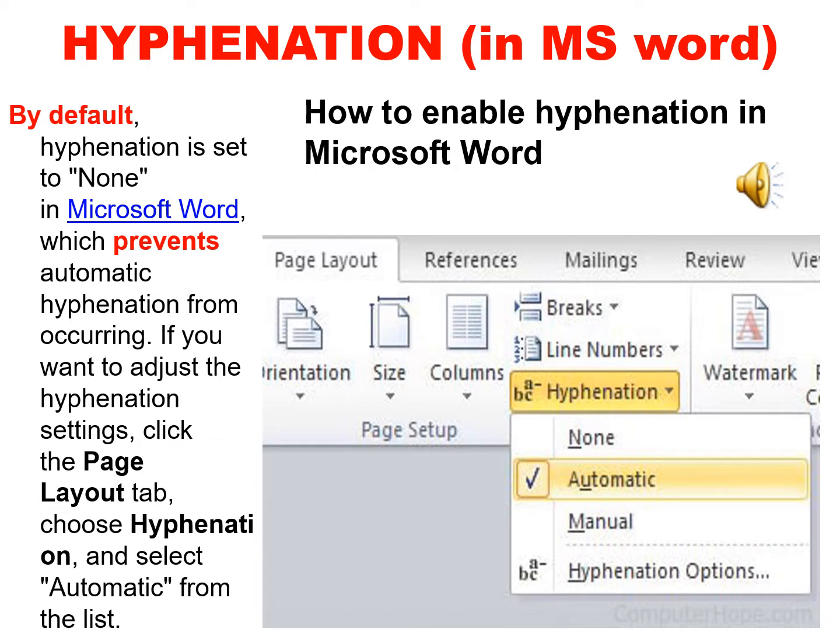In order to include hyphenation in your document, press or click the Page Layout tab, تخطيط الصفحة. Select Hyphenation, الوصلة بالعربي، ومنها اختار Automatic from the list.